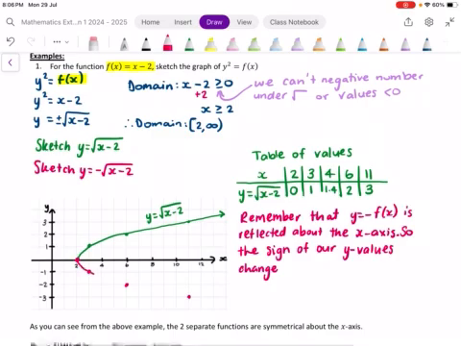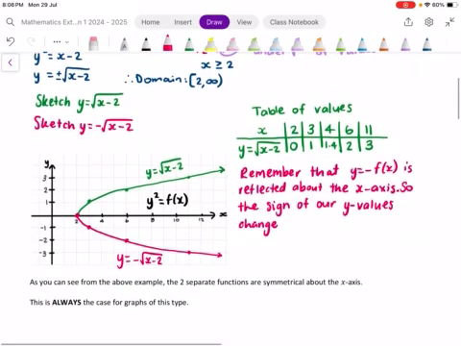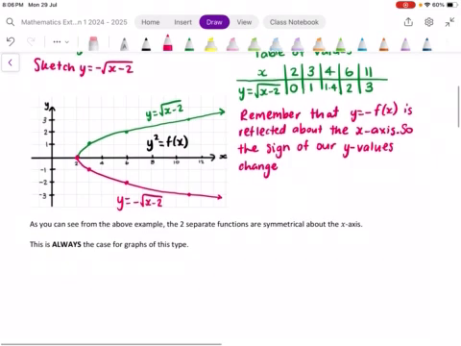And what you'll see with our square root relation is it becomes a sideways parabola. So this is our graph y squared equals f(x). And our red is y equals negative root of x minus 2. So as you can see from the example, the two separate functions are symmetrical about the x-axis. This is always the case for graphs of this type.